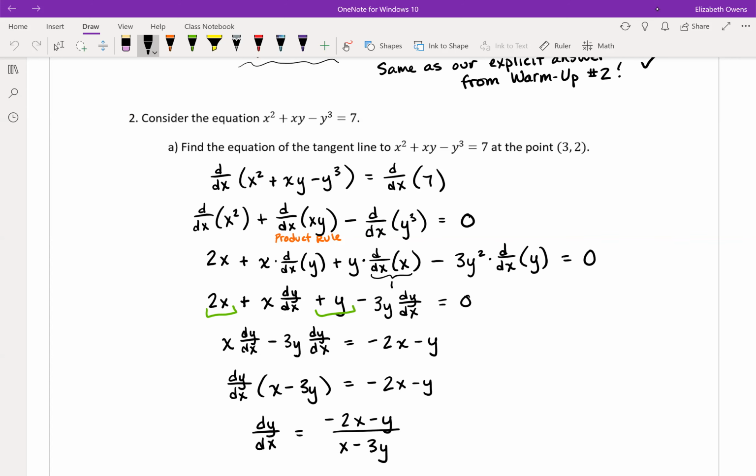If you had subtracted things over to a different side, you might have ended up with a switch in your negatives there, maybe like 2x plus y over, what would that be, 3y minus x, which would just be this expression with everything multiplied by -1 on the top and bottom. That's fine too. So if you came up with that, don't worry.